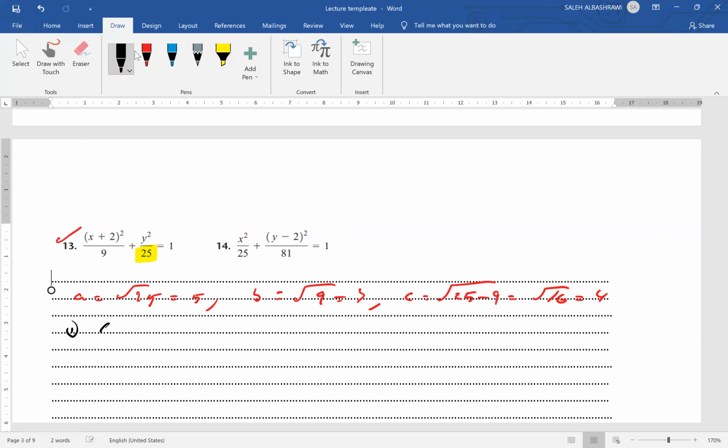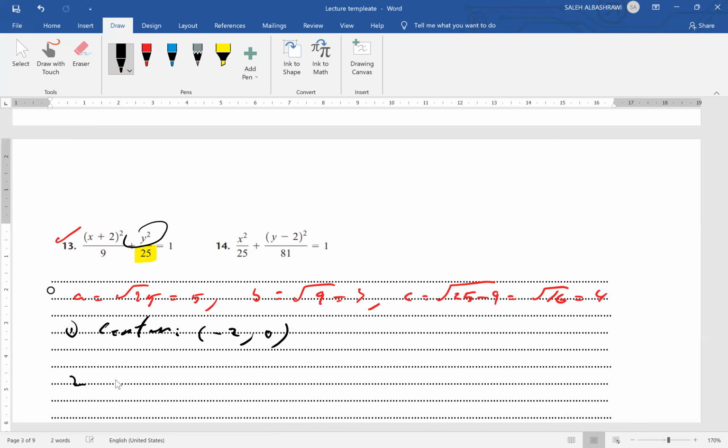So let's find the center first. Center will be minus 2. Since y there is no number with that one, means it is 0. It is minus 2 and 0. Center is minus 2 and 0. Number 2, F1, say this is vertical major axis. Then it is h and k plus c. That will be minus 2 and 0 plus 4, equal to minus 2 and 4.